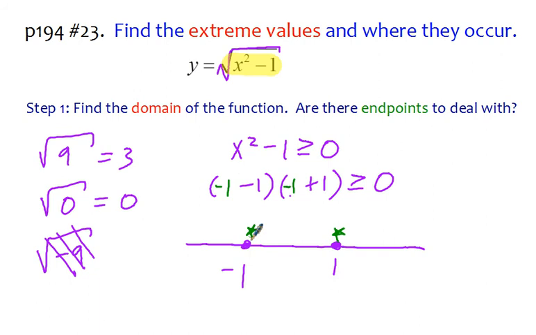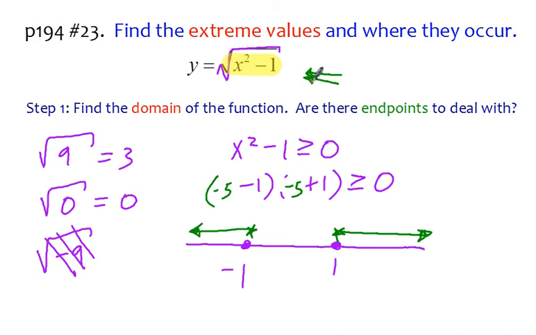That works. And if you plug in any number that is higher than 1, say 2 or 22 or 2 million, you're going to get two positive numbers, and when you multiply them together, the answer is positive. So anything out here in this direction is fine to plug into this function. In the same way, if we plug in a value that's lower than negative 1, let's say negative 5, you're going to get the product of two negative numbers, which has a positive product, so you're allowed to plug in any values to the left of negative 1 into this function as well.